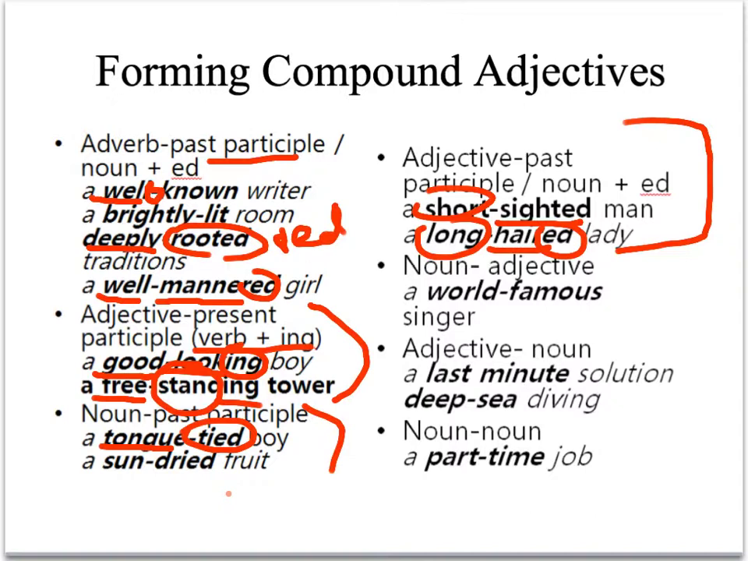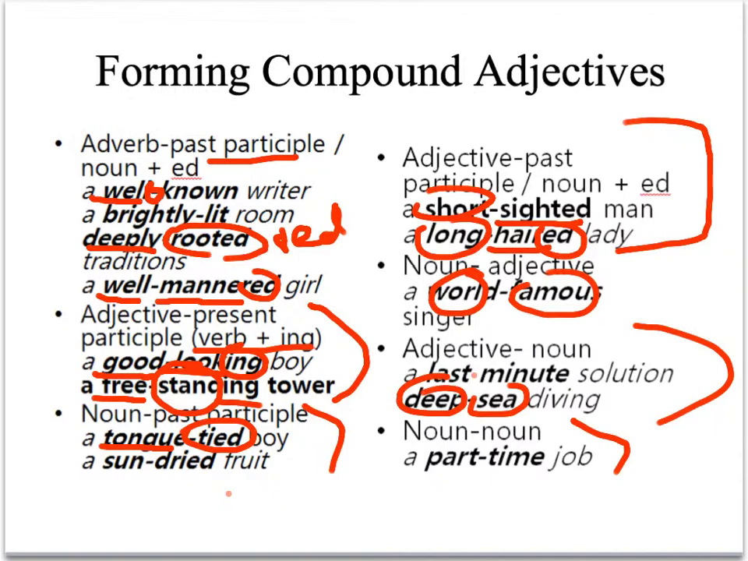Noun adjectives, such as world famous. You've got a noun and an adjective. You've got a world famous singer. The next type, an adjective and a noun, as in last minute solution. They're missing the dash here. A last minute solution or deep sea diving. Adjective, deep, sea, noun. Finally, you've got a noun, compound adjective, part-time. Okay.